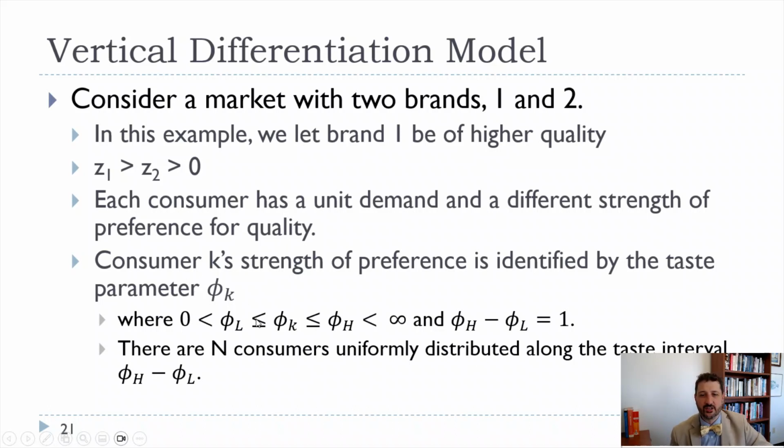And so every consumer is going to have some theta between theta L and theta H. And we will assume, just for simplicity, that theta H minus theta L is equal to 1. That's not that different than our sort of 1 mile road in the Hotelling model, right? And so we'll assume that there's some number of consumers, N, uniformly distributed along that interval, theta H to theta L. And so if you are closer to theta L, then you put less strength on quality. If you're closer to theta H, you put more strength on quality. You're more willing to pay.